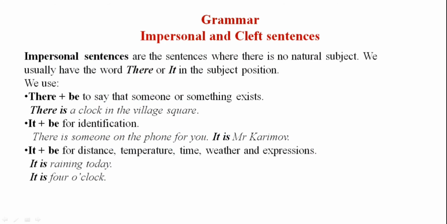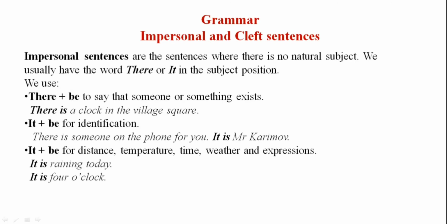Impersonal and cleft sentences. Impersonal sentences are the sentences where there is no natural subject. We usually have the word there or it in the subject position. We use there plus be to say that someone or something exists. For example, there is a clock in the village square.